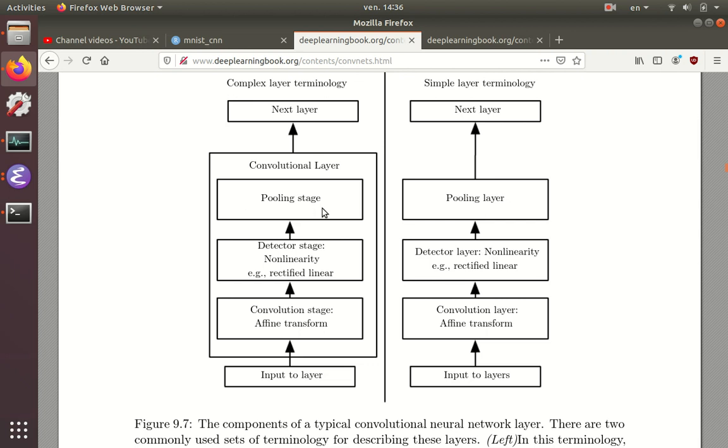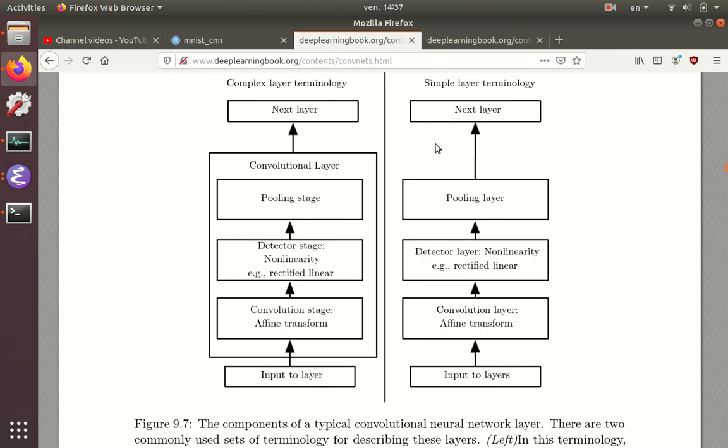So on the left here, when we talk about a convolutional layer, what it means is these three stages that we just talked about, where the first stage at the bottom is the convolution stage, which is an affine transform. That means a linear application of the weights to the inputs. Then the detector stage, which is the application of nonlinearity, such as the rectified linear activation function or the sigmoid activation function. And the third stage here is a pooling stage. Grouping all three of these things together, you get something that's called a convolutional layer, right? So that's one of the terminologies.